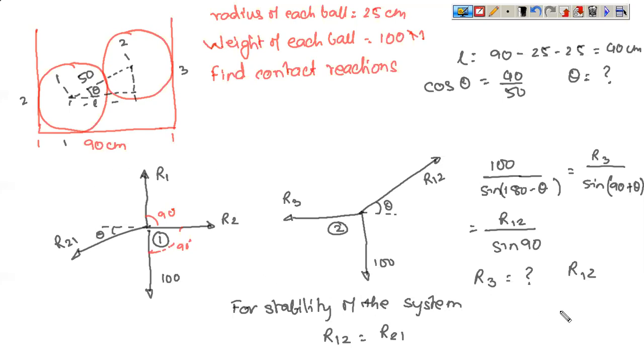So put down the value of R12 equal to R21 here. Theta is known to you. Then solve this using the parallelogram law of forces, and you will get the value of R1 and also the value of R2. So this is how you will find out the contact reactions for this entire problem. Okay, so wherever there is a contact, you have to show the reactions, and once you show the reactions, you have to calculate them also.